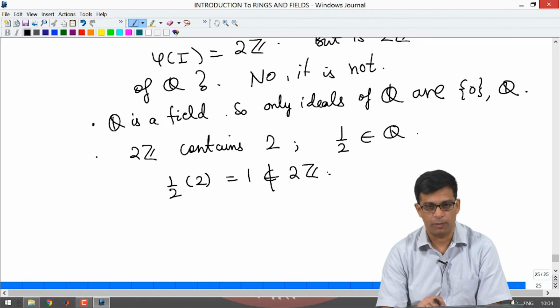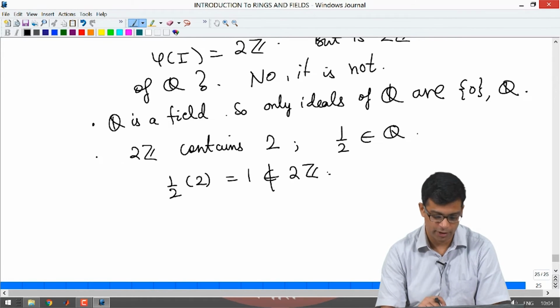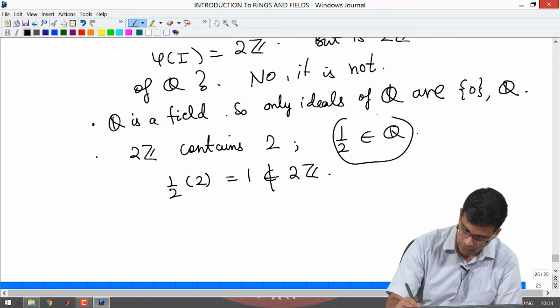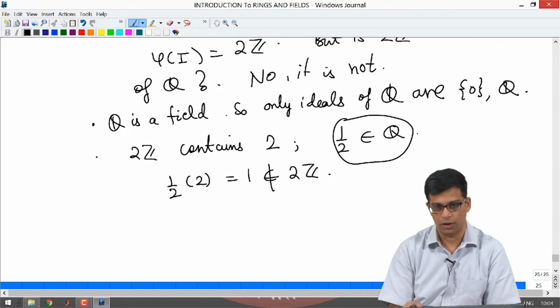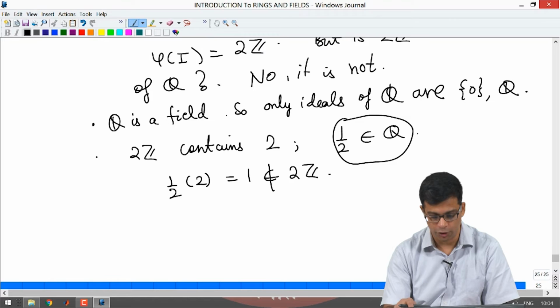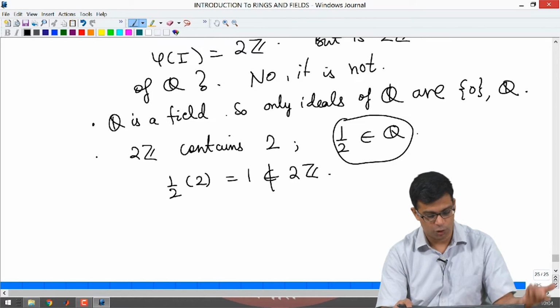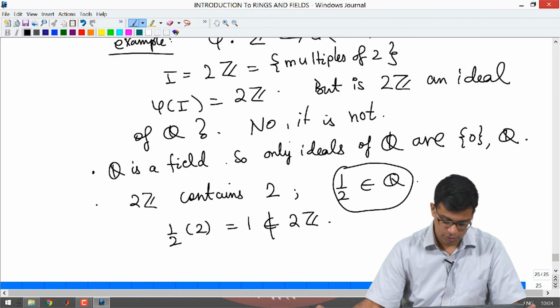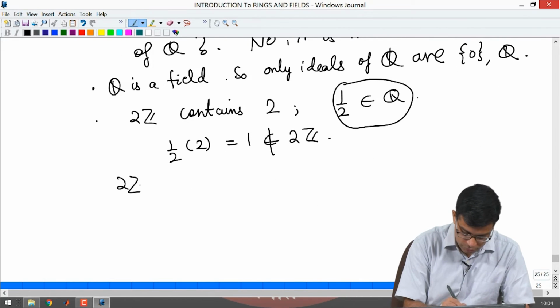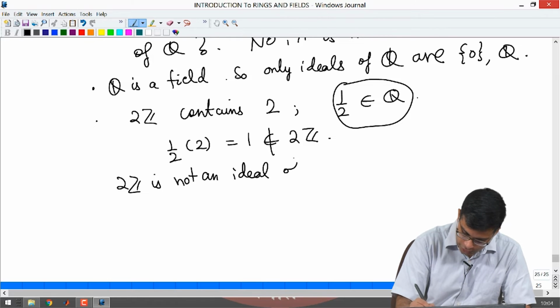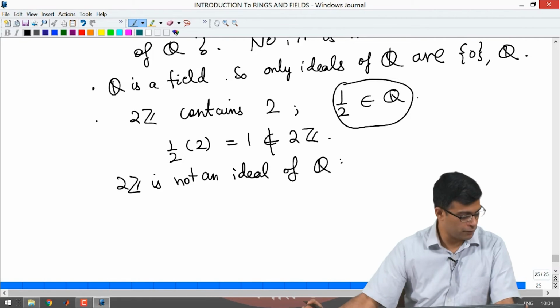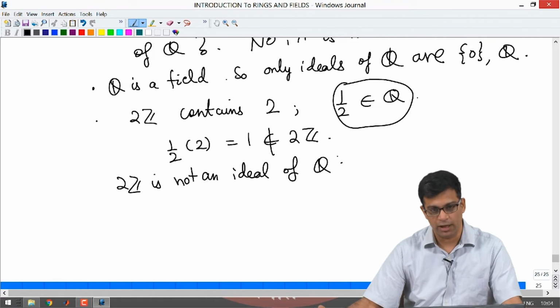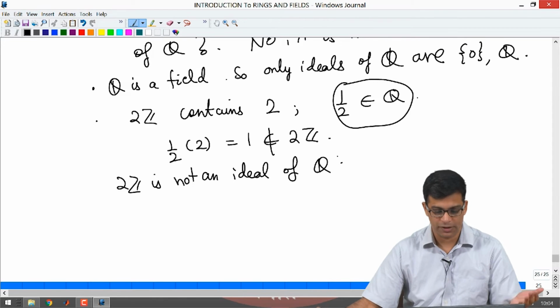So why is this not a problem in the integers? Why is 2Z an ideal in the integers? That is because 1/2 is not available in Z to do this example. Okay. So 1/2 is available in Q. So 1/2 multiplied by anything in 2Z should be in 2Z for 2Z to be an ideal, but it is not. So 2Z is not an ideal of Q. So the image of an ideal need not be an ideal if the map is not onto.